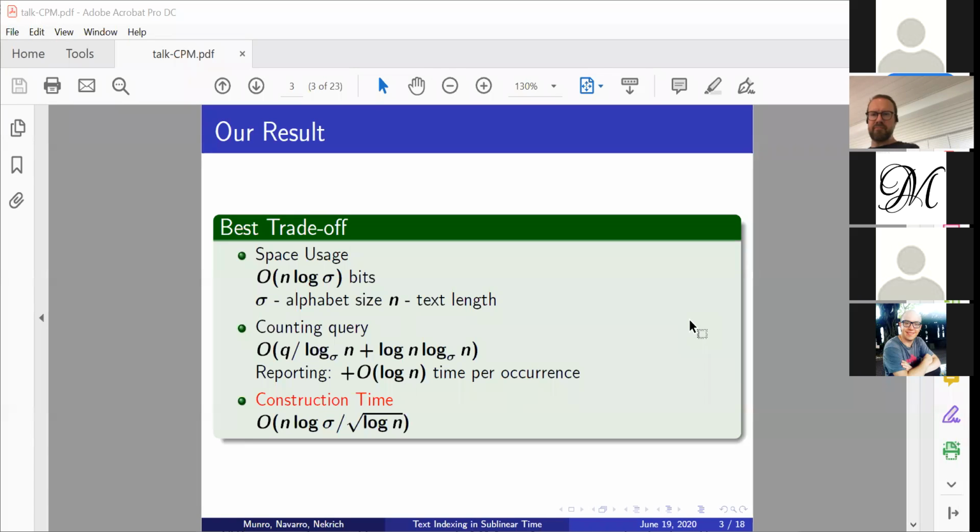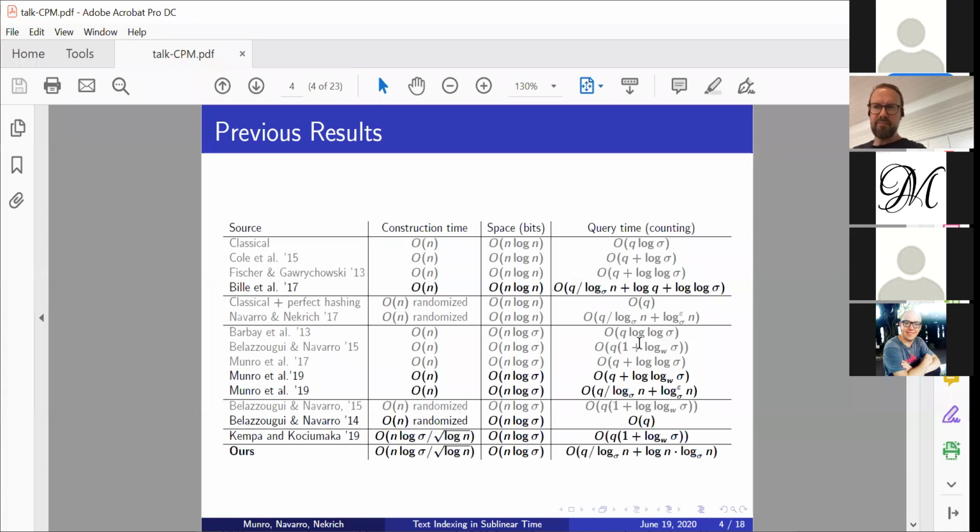So now to this, why doesn't it scroll? Okay. To compare with previous results, here on this slide, you can see the main results obtained in previous works. And you can see that there are many data structures that can be constructed in linear time, linear in the size of the input string.